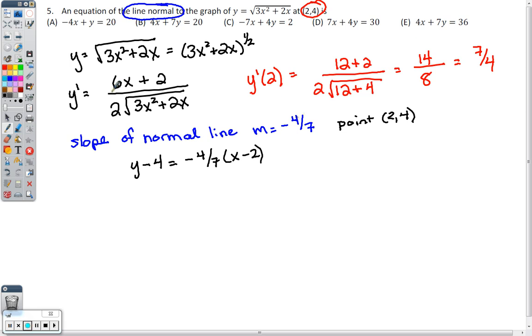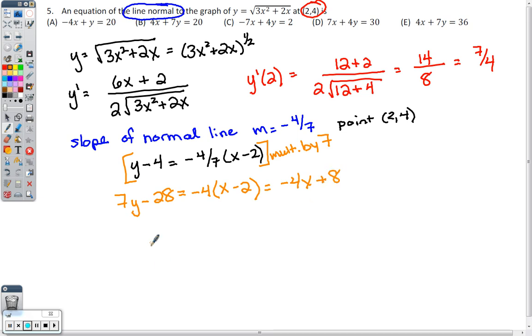So what do we do? Well, the first thing I would do is notice how none of these answers have fractions in them. So I would get rid of the fraction first, right? Kill the fraction. To kill the fraction, I'm going to multiply the whole thing by 7, because that's going to get rid of the fraction. So that's going to give me 7y minus 28 equals negative 4 times (x minus 2). All right, I like it. And notice none of these have parentheses in them, so I'm going to distribute, and that's going to give me negative 4x plus 8.